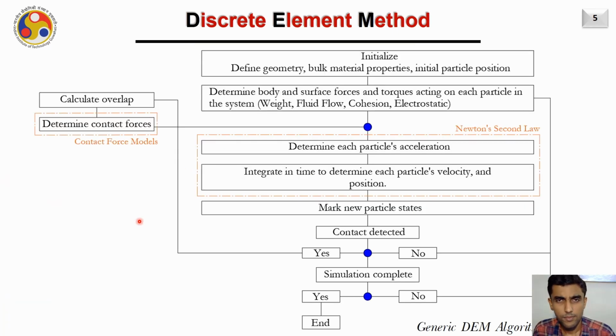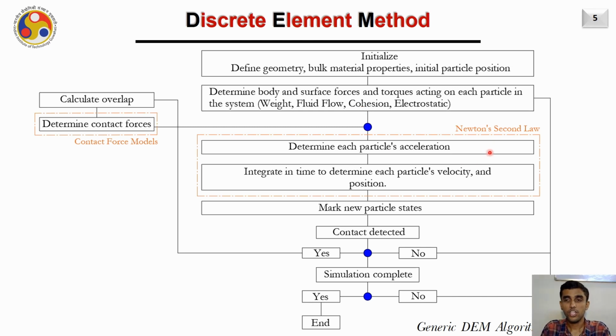So this is the generic approach of any discrete element method simulation. First, we initialize the problem. In this stage, we define the equipment geometry, the bulk material properties, the initial particle positions, and so on. Having defined these characteristics, the next thing we do is determine the body and surface forces, along with the torques, that act on the individual powder particles.